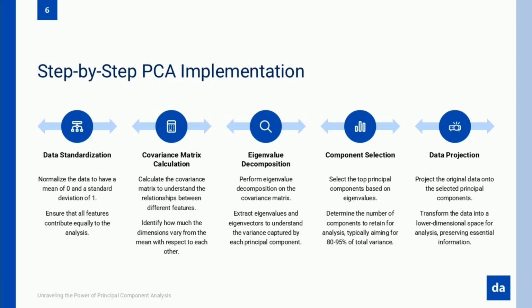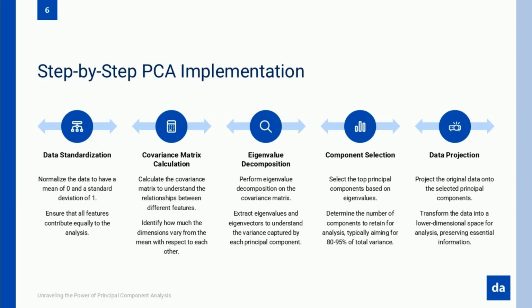A scree plot displays the eigenvalues associated with each principal component in descending order, creating a visual representation that often shows an elbow point, the place where adding more components yields diminishing returns in explained variance. Most practitioners aim to retain enough components to explain 80–95% of the total variance in the data. With your components selected, the final step involves projecting your original data onto these new dimensions. This transformation gives you a dataset with fewer dimensions that still preserves most of the original information.